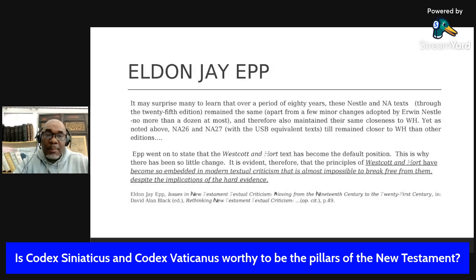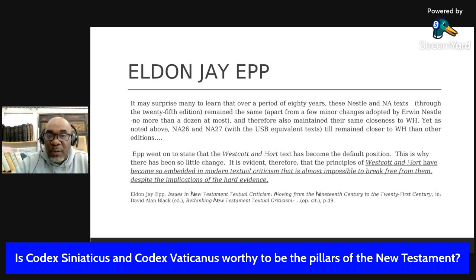Eldon Epp: it may surprise many to learn that over a period of 80 years, repeating what Kenneth Clark said, these Nestle and Nestle-Aland texts through the 25 editions remain the same, apart from a few minor changes adopted by Erwin Nestle, no more than a dozen at most, and therefore also maintain the same closeness to Westcott Hort. Yet, as noted above, NA 26 and 27, with the United Bible Societies equivalent, still remained closer to Westcott Hort than any other editions. They went on to state that the Westcott Hort text has become the default position. This is why there's been so little change.